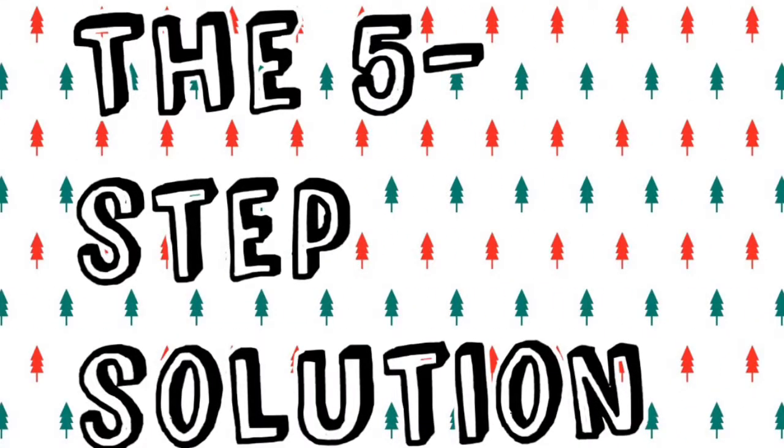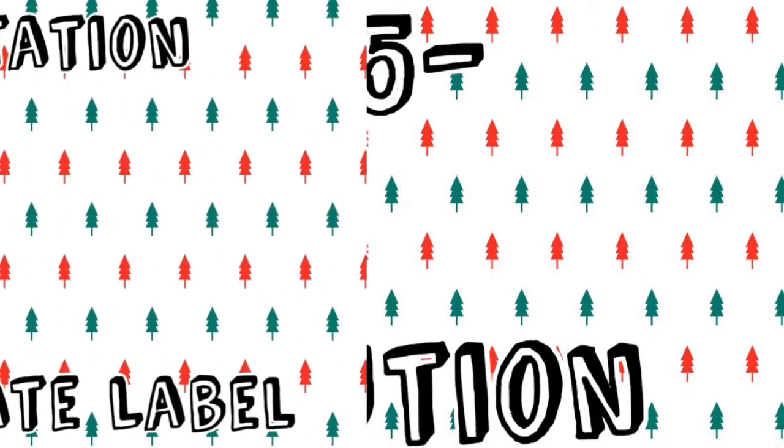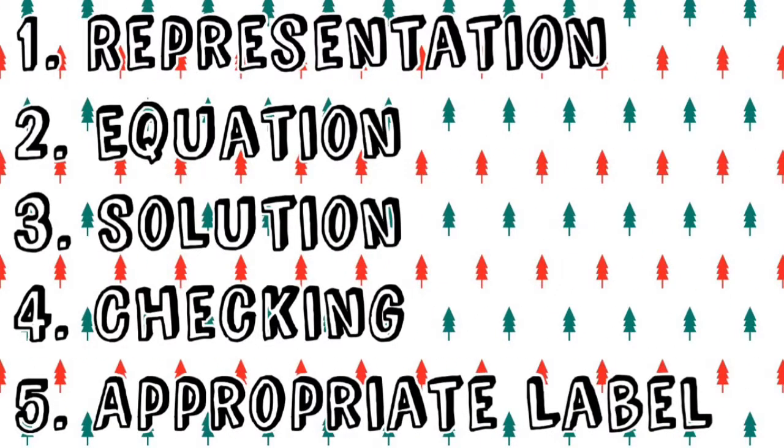Now, let us discuss the 5-step solution in solving quadratic word problems. The first step is to represent these values. We use variables such as x to represent these values as if we can replace them in the equation. The second step is to make an equation that can help us solve this word problem, preferably quadratic. The third is to solve this equation and find the final answer.